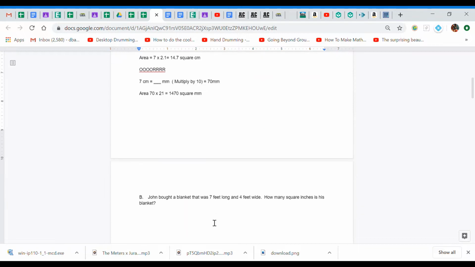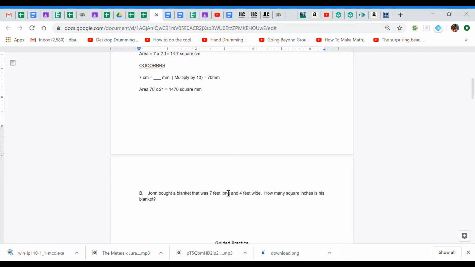That's our first step in a problem-solving task. So then you should be able to have an idea of what we're going for here. Look at part B in the problem-solving task and try this on your own first. It says John bought a blanket that was 7 feet long and 4 feet wide. How many square inches is his blanket? Go for it.